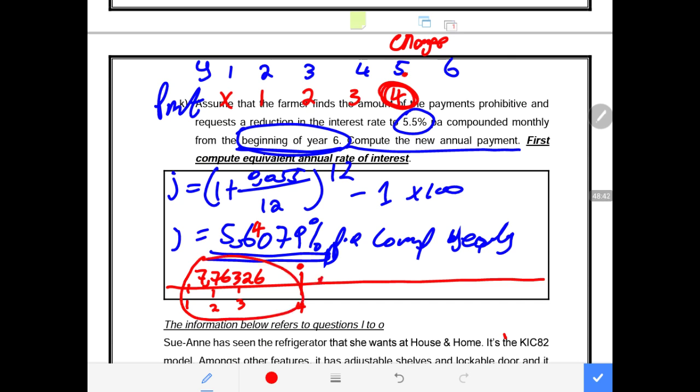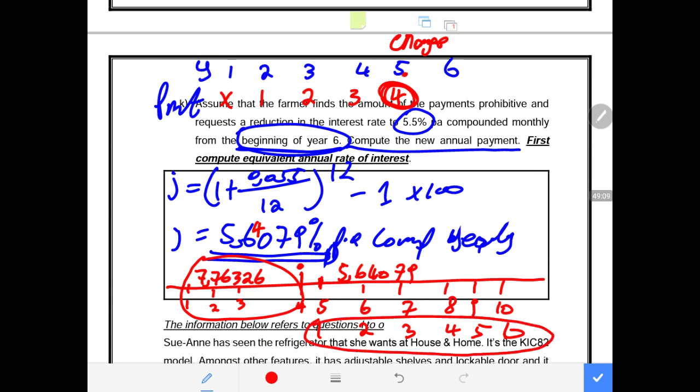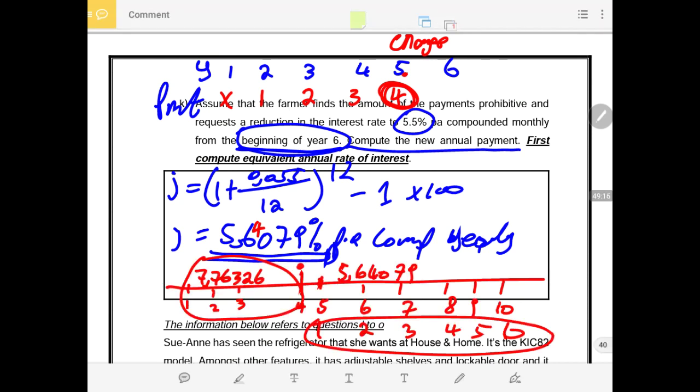So from PMT number 5, the interest rate was 5.64079. For the next 6 PMTs, which is payment number 5, payment number 6, payment number 7, payment number 8, and payment number 9, and payment number 10, which is 1, 2, 3, 4, 5, 6. That is why now our N becomes 6, because there were 6 payments that were left before the end of the period when the new interest rate was requested and approved.